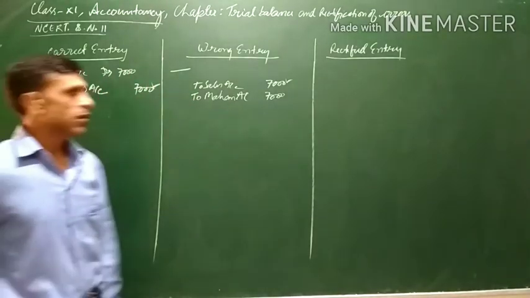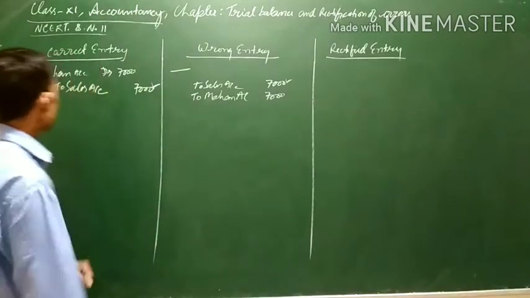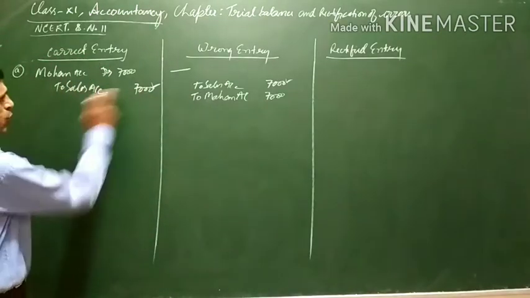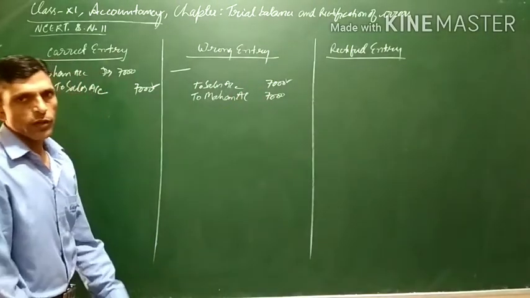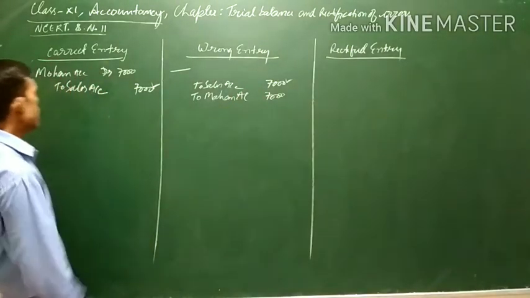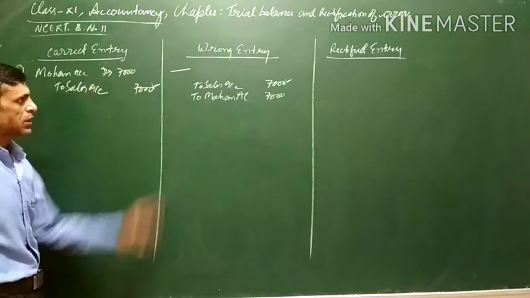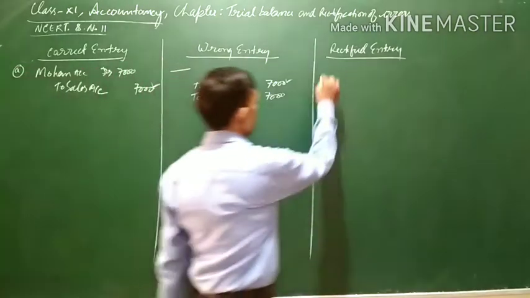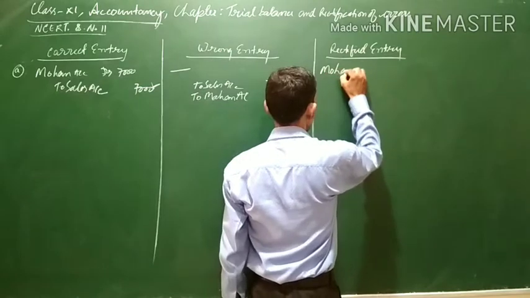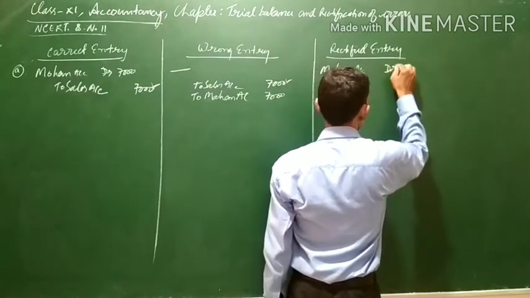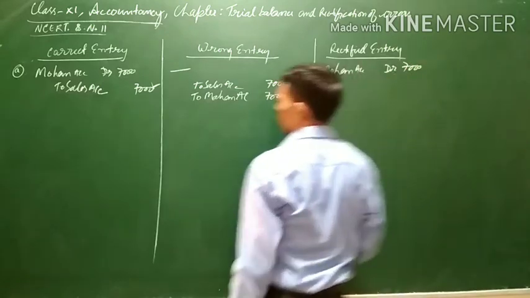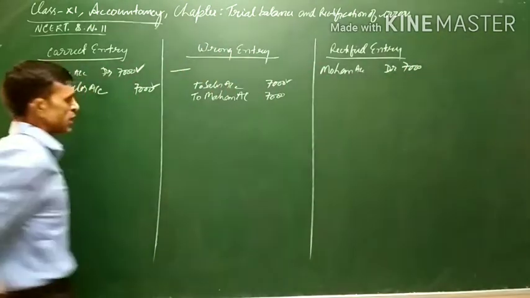Now you can see what the correct entry will be. First of all, the sales account was to be credited, and it has already been credited. So there is no issue with regard to sales. Here Mohan account should have been debited, but it has not been debited. So we will debit Mohan account 7000. Now this error has been rectified.